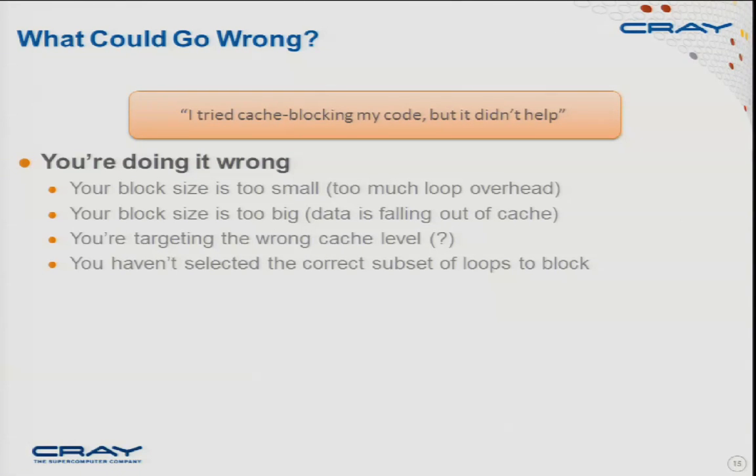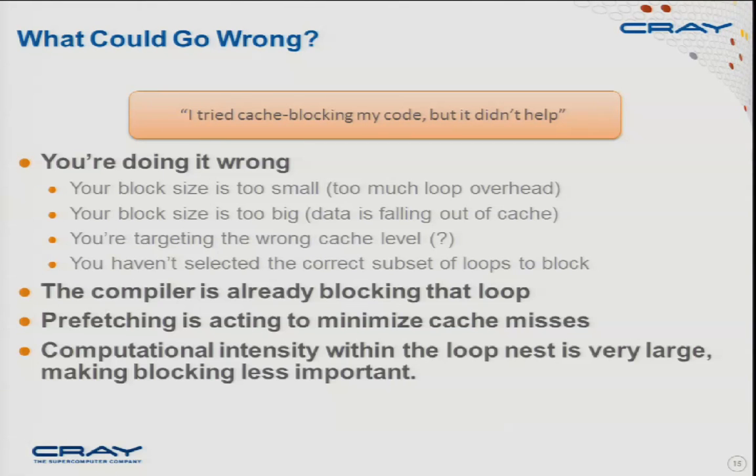Perhaps you haven't selected the right subset of loops to block. Maybe this was a simple two-loop example, but if your code actually has 4, 5, 6 levels, and you did the innermost 2, maybe those were already in cache. Your real problem is the outer 2, or somewhere in the middle. Other possibilities are the compiler is already blocking that loop, and we'll show you how the Cray compiler will tell you if it's already blocking the loop for you. So maybe it was already doing it for you, and you didn't know it, and that's why you're not running faster. You were already running fast, even though you really didn't appreciate it very much, right?